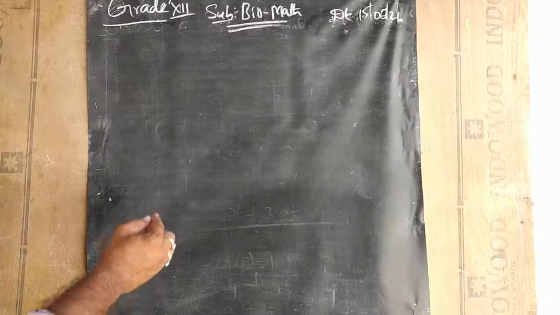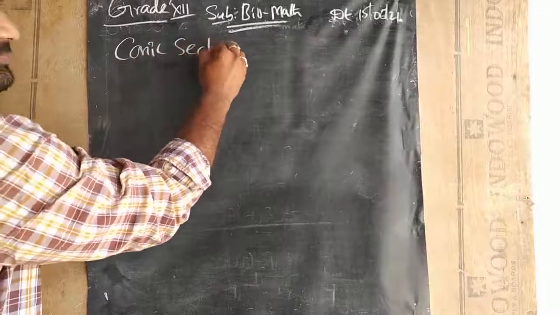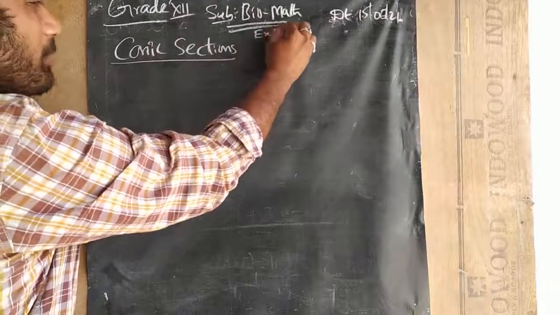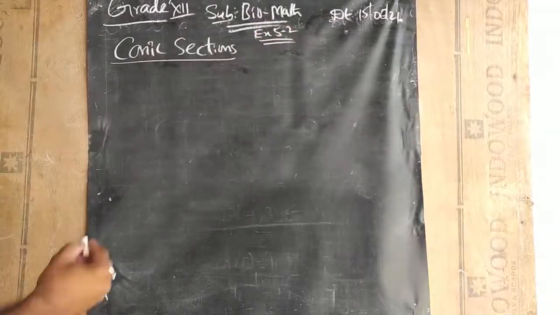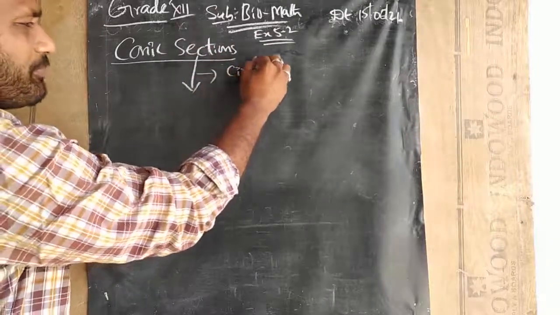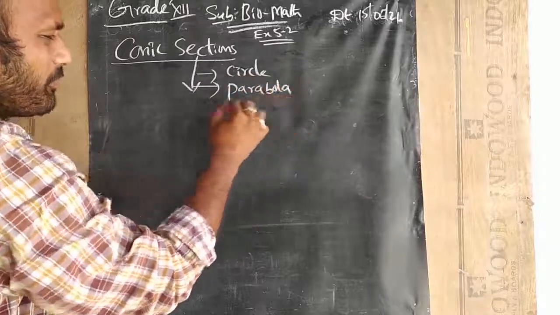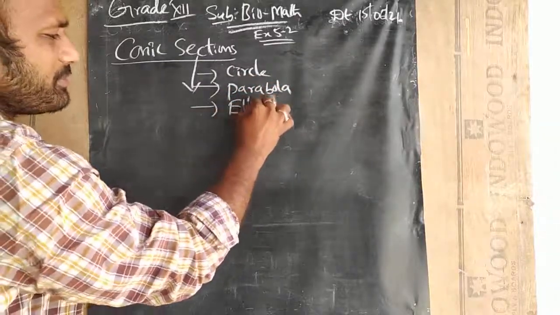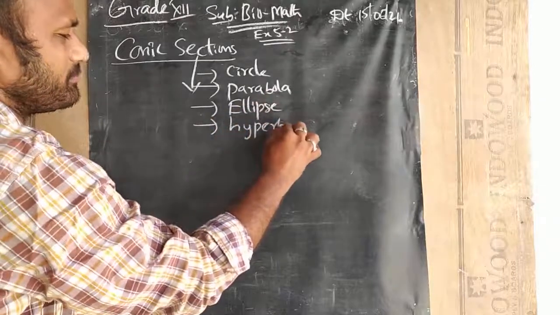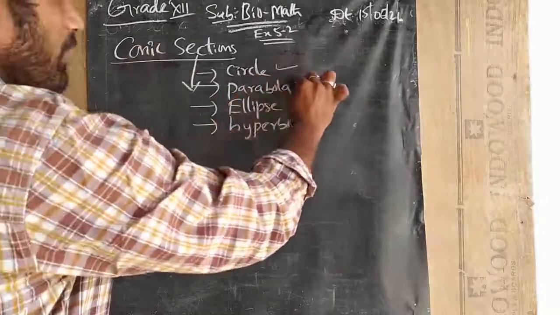Very good morning, students. Today we will be discussing the next topic, conic sections. After exercise 5.2, we have the topic conic sections. So far we have learnt about the various conic sections, which are circle, parabola, ellipse, and hyperbola. These are the four conic sections we have learnt.